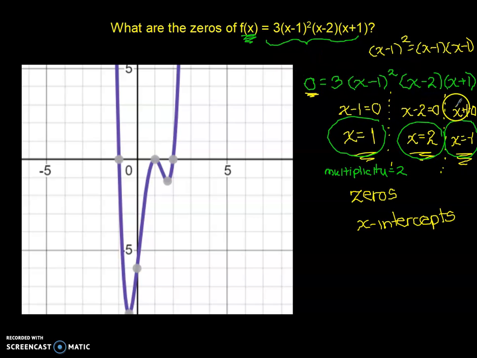Did you have to do it algebraically? No, because if you knew that zeros were x-intercepts, you could also look at the graph and see that this is where x equals negative 1. This point is where x equals 1, and this point is where x equals 2. So you can find your zeros graphically if given the sketch itself, or algebraically, especially if it's factored.